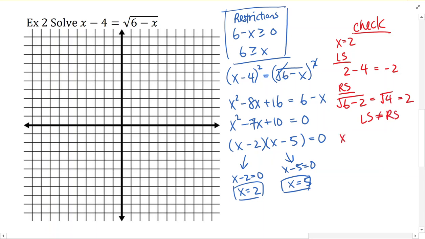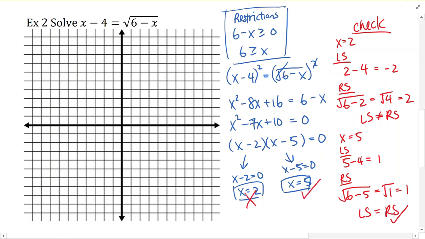All right, let's try the next one now. x equals 5. On the left side, we have 5 minus 4, which is 1. And on the right side, we have root of 6 minus 5, which equals root 1, which is 1. This time the left side equals the right side. Check. So that means 2 is actually a no-go. x equals 5 is good.